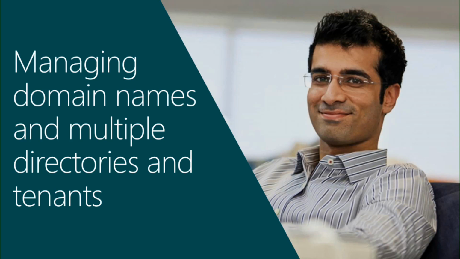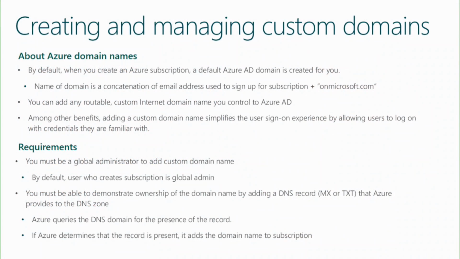The next task that's very common for managing Azure Active Directory is managing domain names and then looking at multiple directories or multiple tenants. So first of all, you can have multiple Azure Active Directory domains within a subscription. Every subscription at a minimum has one, but you can have additional domains within a subscription. Whenever you create a subscription, a default domain is created for you, and it's always got the prefix on Microsoft.com. So when you have a user account, it's always user at whatever you name your domain.